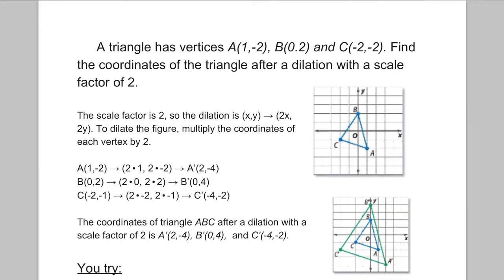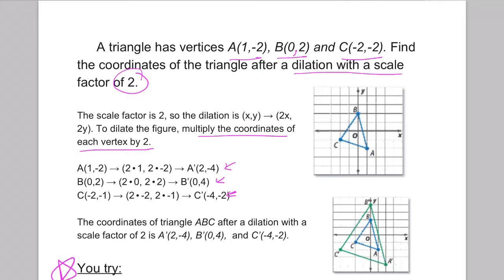Example 2. A triangle has vertices of A(1, -2), B(0, 2), C(-2, -2). Find the coordinates of the triangle after a dilation with a scale factor of 2. The scale factor is 2, so it's going to get bigger. So you want to multiply the coordinates of each vertex by 2, and these are your new vertices. When you graph it, you'll see that your new one is bigger than your original.